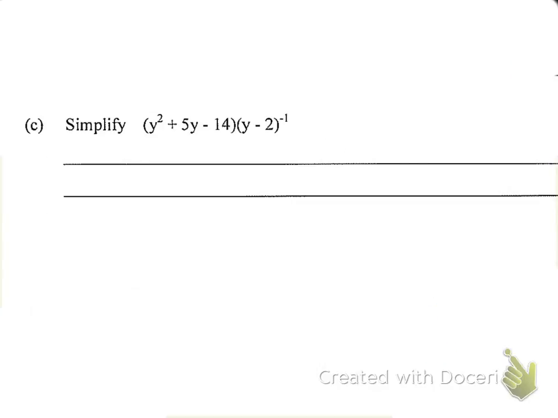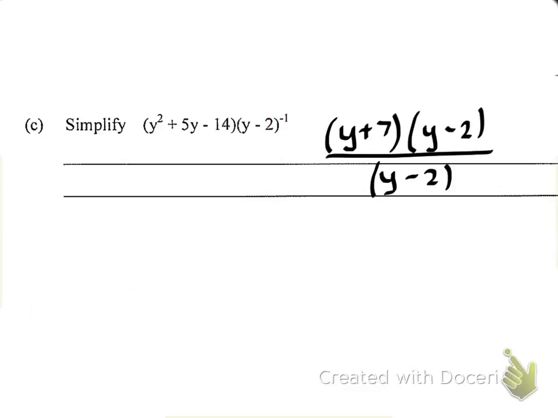Factorize the top of this and write this here as a denominator because it's a negative power. And now you can see the factor of y minus 2 cancels out to give you an answer of y plus 7. So there are some easy achieved questions.